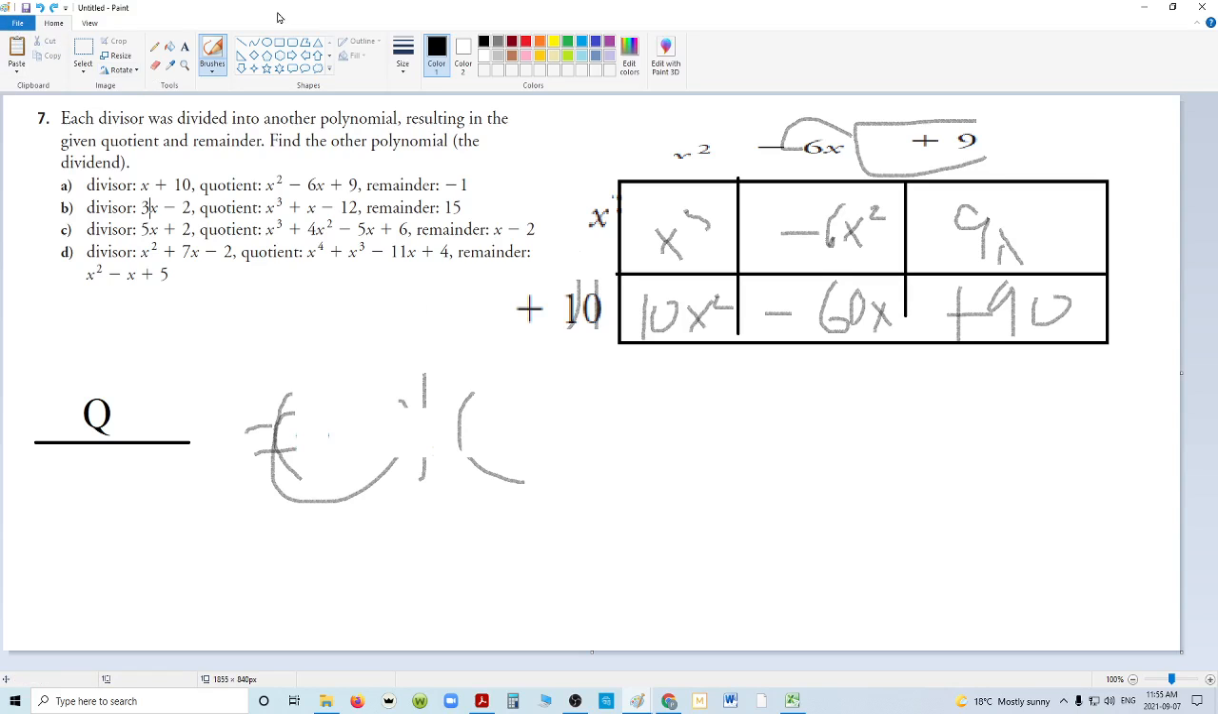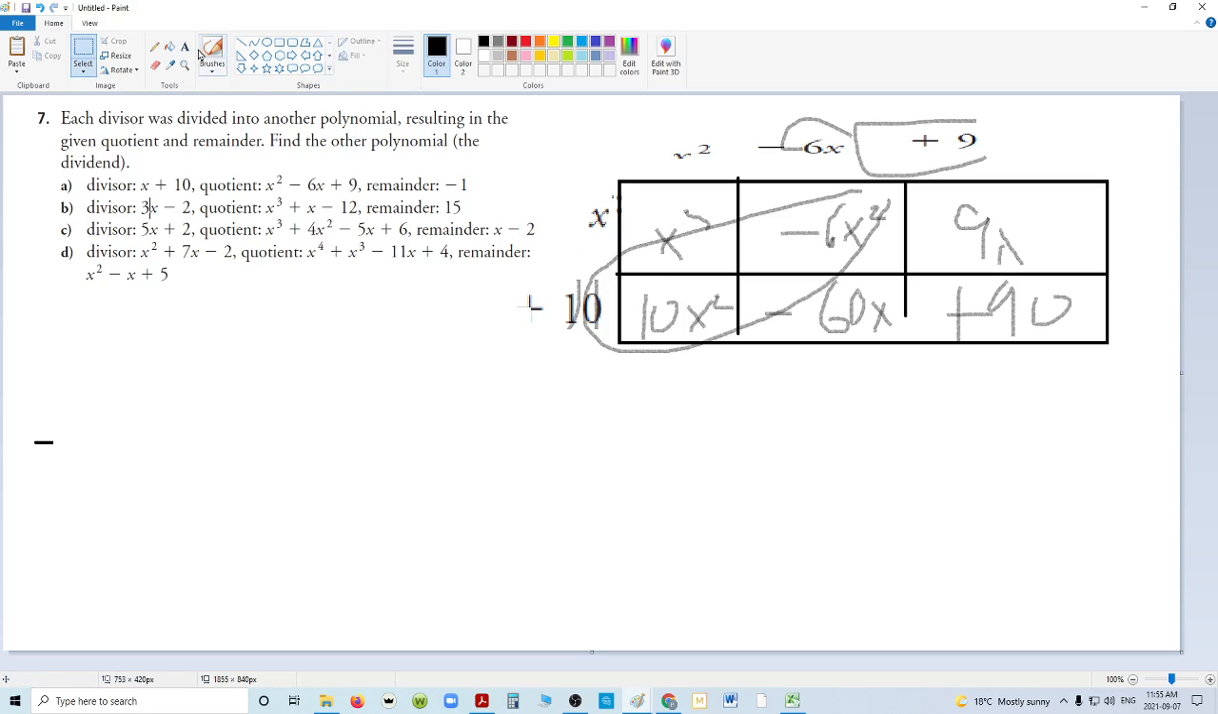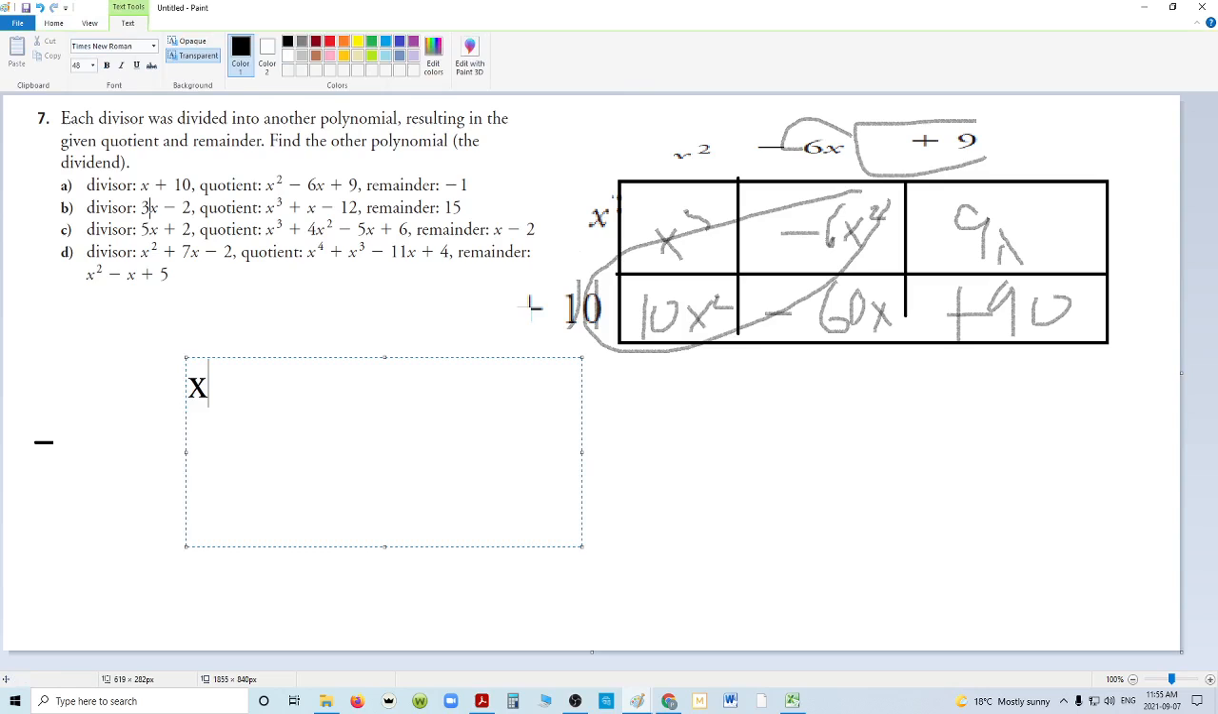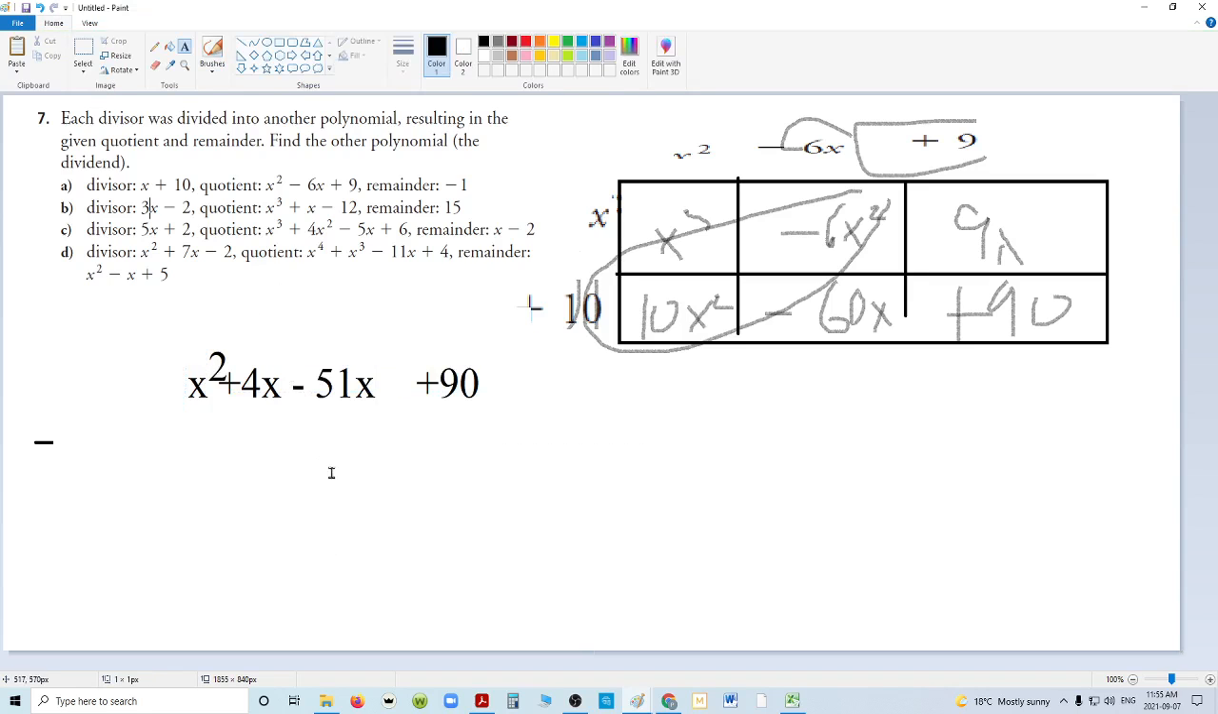So let's write it out. Notice that these add together. I get 4x squared. And these add together. I get minus 51x. So I'm left with x cubed plus 4x squared minus 51x and a weird remainder plus 90. But remember that I'm told that the actual remainder is minus 1. So that means to create this minus 1, I have to subtract a 91 out here.